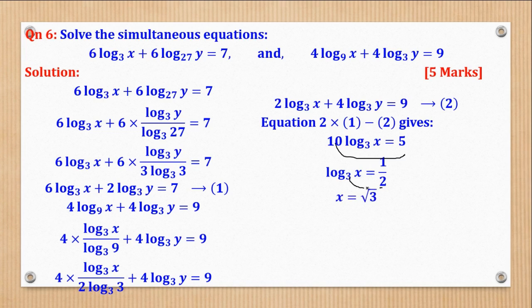Then 3 to power a half gives you x. Any number to power a half means the square root of that number. So x is root 3. But you need to be keen, we don't put plus or minus. When you put plus or minus, you have lost that mark, because we are dealing with logarithms, and this value of x cannot be negative.